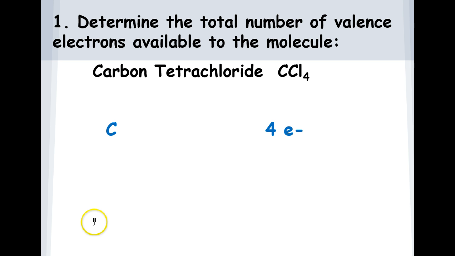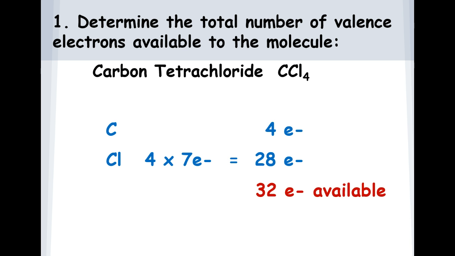So here's what we do. We take the number of carbon atoms, which is 1. One carbon atom has 4 valence electrons, and then we're going to add that to the number of valence electrons in the chlorines. Well, we have 4 chlorines, each one having 7 valence electrons. That gives us 28, and we add those up and we have a total of 32 electrons that are available amongst the atoms in this compound.